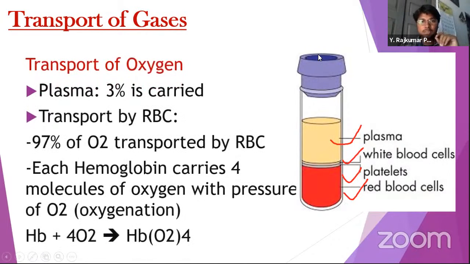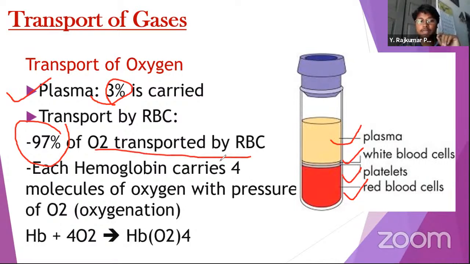How does the transport of oxygen actually take place? Oxygen is transported with the help of plasma and also RBC, and with the help of plasma it is only 3%. Around 97% of oxygen is transported with the help of RBC. O2 is transported by RBC.